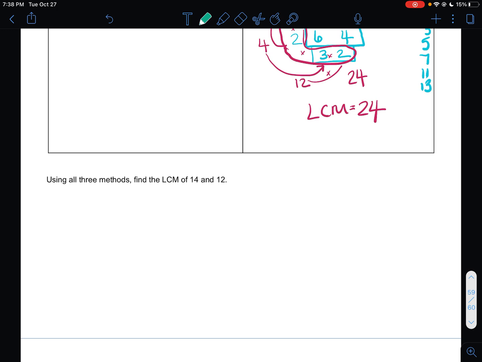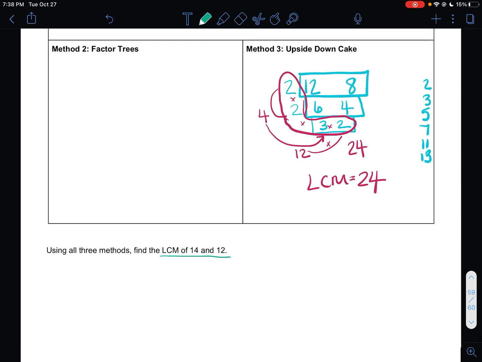So if I, at the bottom, wanted to find the least common multiple of 14 and 12, and yes, you should be writing this down if you're wondering that and not writing it down. Please make sure you go back and copy that example down because you're going to need to do this. So I'll give you a second to go do that.